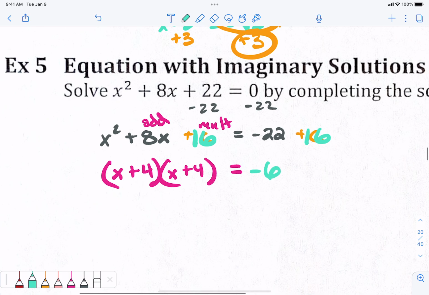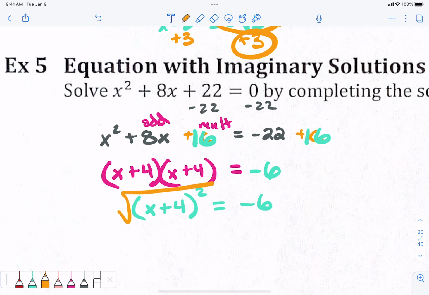Negative 6. There's where the problem lies. Here we go. X plus 4 times x plus 4 is x plus 4 squared, and I have negative 6. Okay, here's where the problem is. I'm going to take the square root. What is the square root of negative 6?